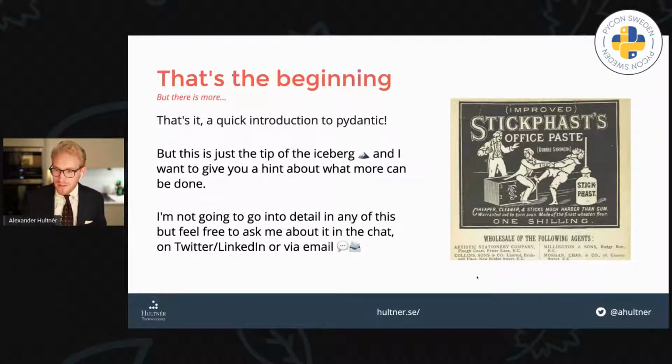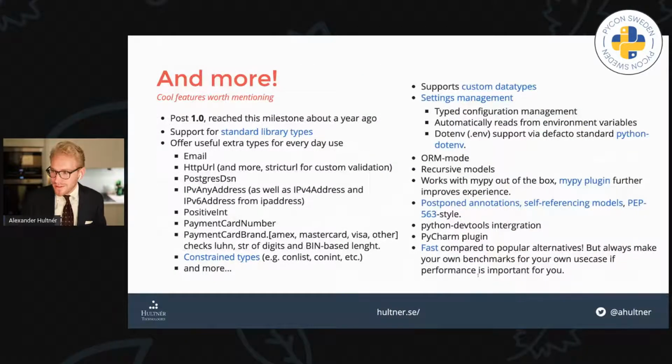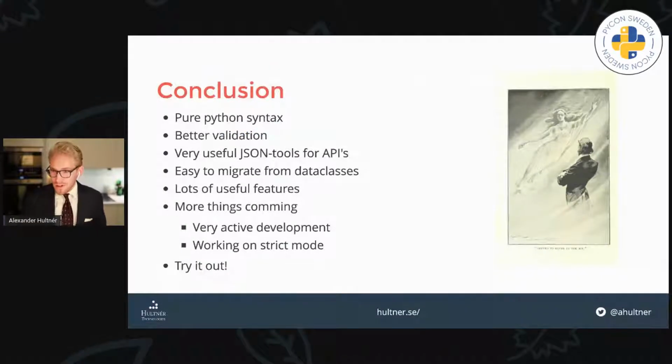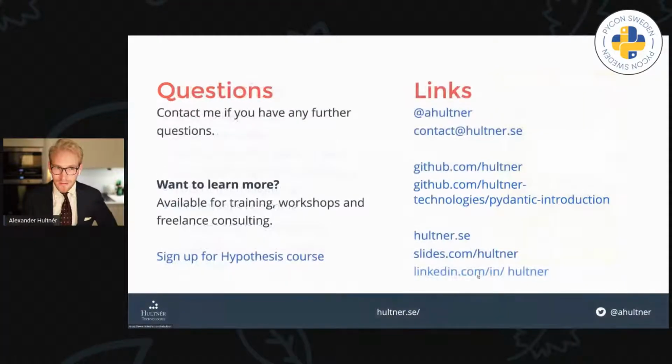This is just the tip of the iceberg and a hint of what Pydantic can do. It can do much more, and I'm just going to show you this slide really quickly to give you a hint of some of the awesome things that Pydantic can do, but I don't have time to go into them right now. So, conclusion: pure Python syntax, better validation, very useful JSON tools for APIs, easy to migrate from data classes, lots of useful features, more things coming, very active development, working on a very cool strict mode, and you should probably try it out if you haven't. And that was my lightning talk.